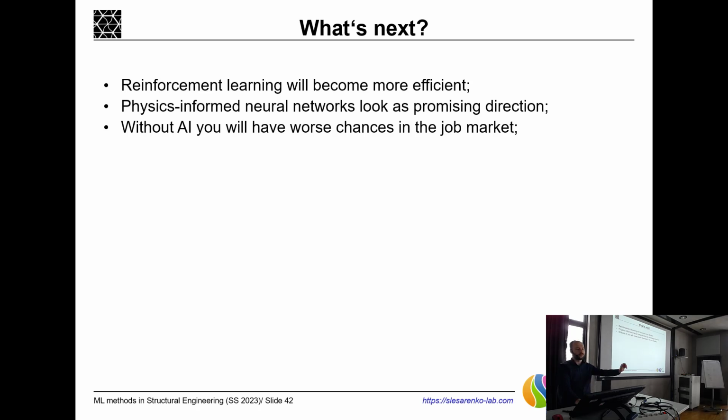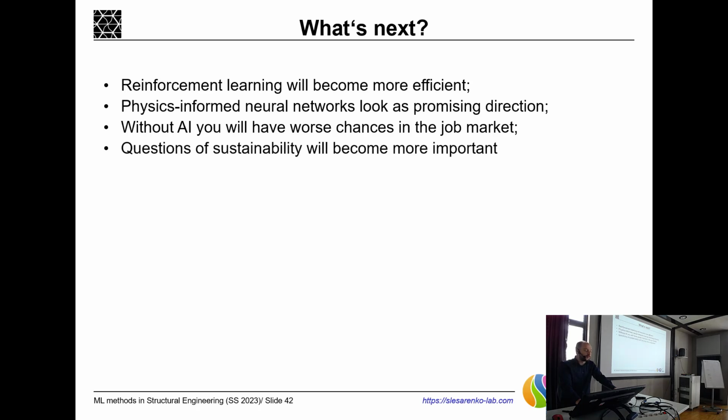Without AI, you will have worse chances in the job market. That's absolutely clear. So at least some basic AI understanding is necessary. It's like programming and scripting in Python right now. No one asks you to be an expert. No one asks you to finish your computer science degree with AI. But right now, it would be quite stupid not to at least have some idea about AI.